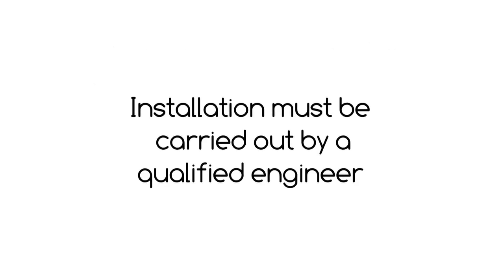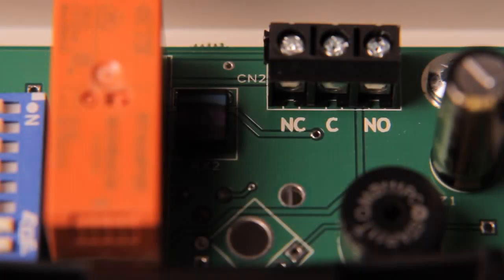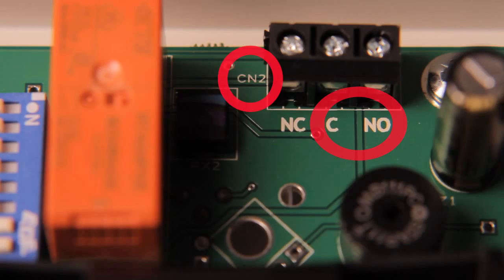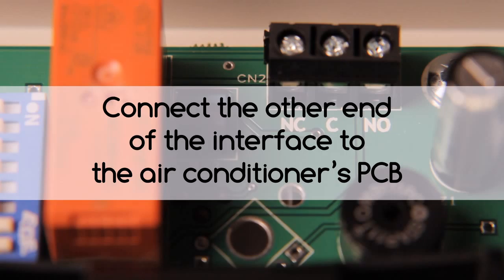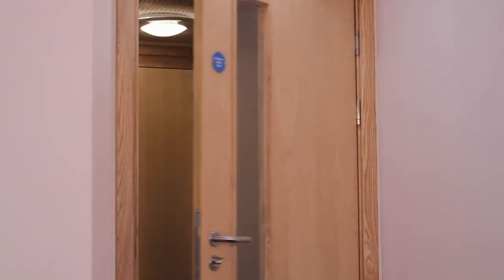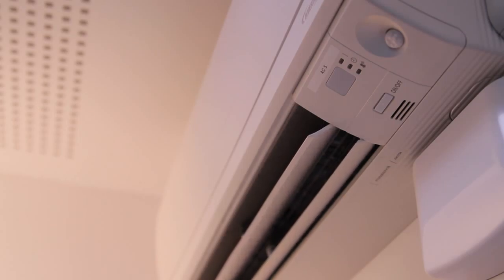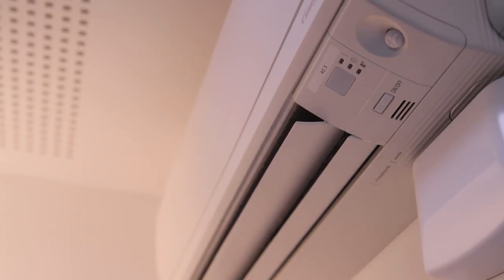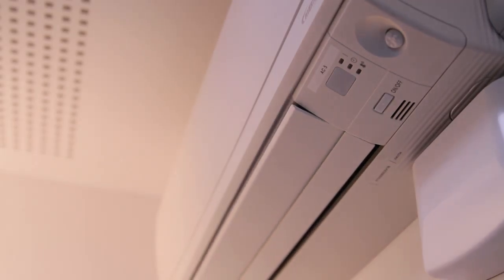Installation must be carried out by a qualified engineer. Connect the manufacturer's interface for remote on-off switching to the common and normally open connections on CN2 inside the attendant. The other end of the interface connects to the corresponding connection on the PCB inside the air conditioner. Once the room is empty, the signal to turn off is sent via the interface. The interface makes sure that when the air conditioner is turned off, it follows the correct power down procedure.